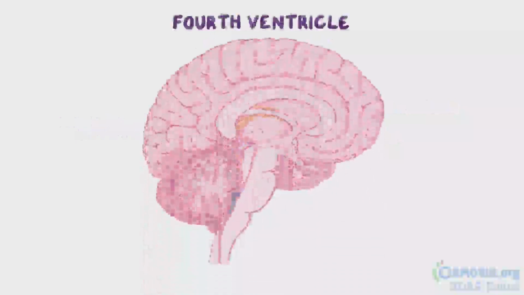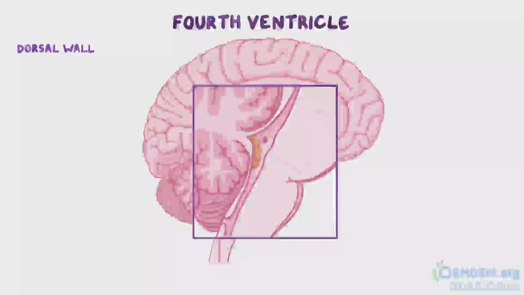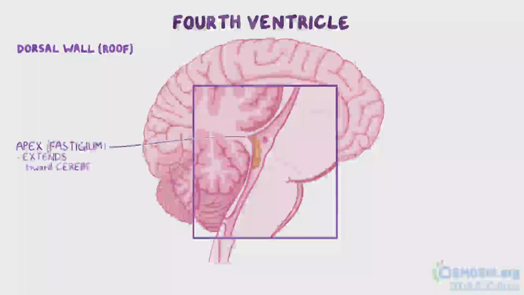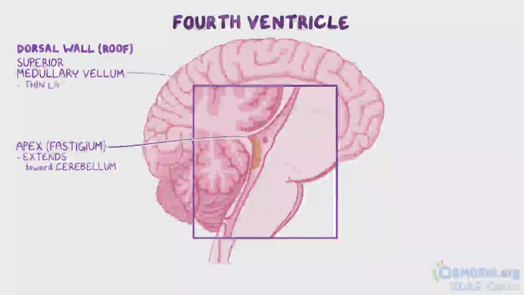Lastly, let's cover the fourth ventricle. It has a dorsal wall, or a roof. On a mid-sagittal section, the fourth ventricle looks like a tent. Its roof has a central part called the apex, or the fastigium, that extends towards the cerebellum. From the apex, the superior medullary velum extends superiorly. This is a thin layer of white matter between the superior cerebellar peduncles.